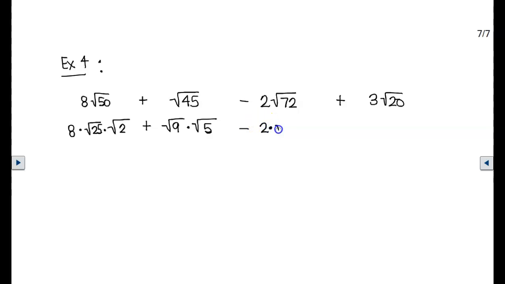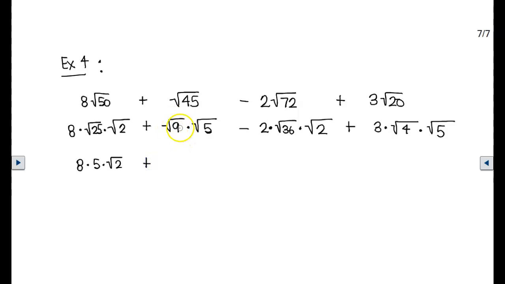On the next one, two numbers to multiply to get me 72, where 1 is a perfect square. That will be 36 times 2. And then finally, square root of 20, two numbers to multiply to give me 20, where 1 is a perfect square. That's going to be 4 times 5. All right, so going through to simplify. I know the square root of 25 is 5. So this is going to be 8 times 5 times the square root of 2.